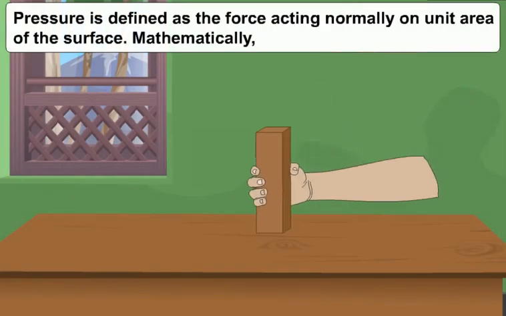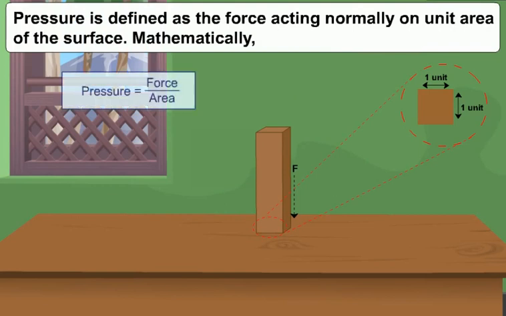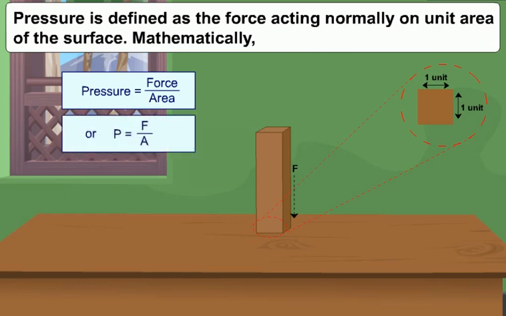Pressure is defined as the force acting normally on unit area of the surface. Mathematically, pressure is equal to force divided by area, or P is equal to F by A, where P stands for pressure, F stands for force, and A stands for area.